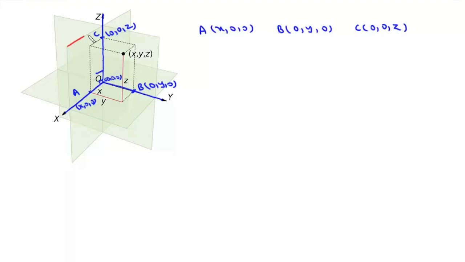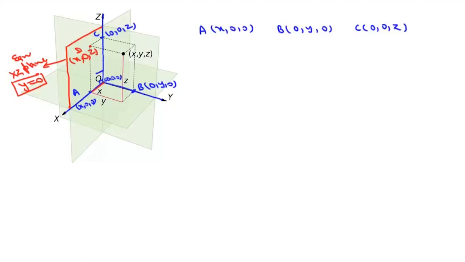Now, if you look at this plane, it lies along x and z. So we call this plane the xz plane. Now in xz plane, y coordinate is always 0. So equation of xz plane will be simply y equals 0. Now this point, say D, lies in xz plane. For this point D, this is x, y coordinate is 0, and this distance is z. So coordinate of this point D will be x, 0, z.